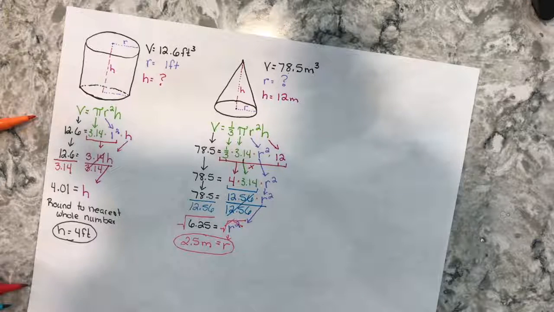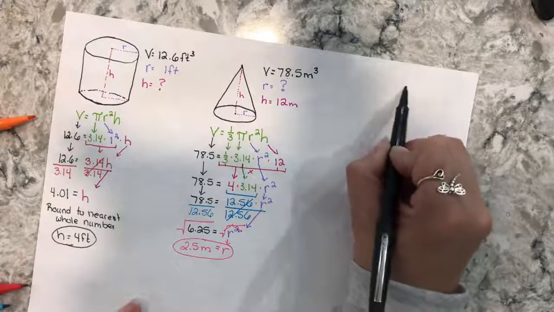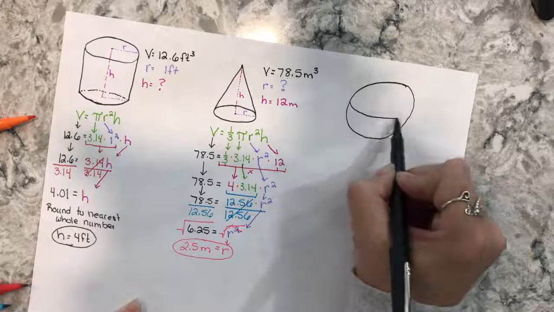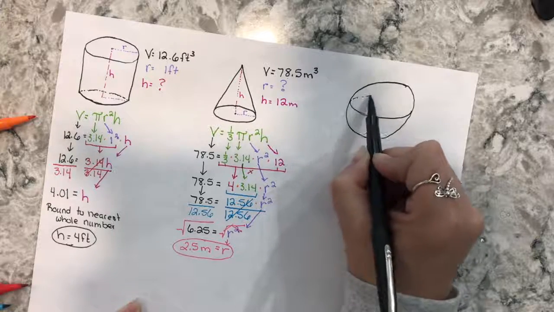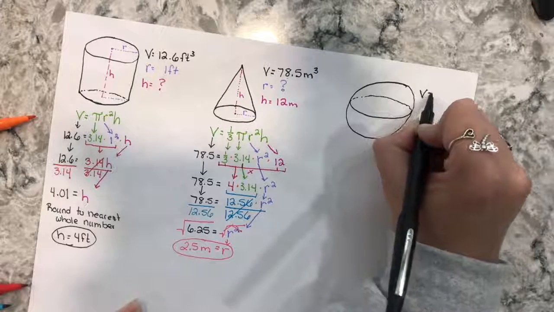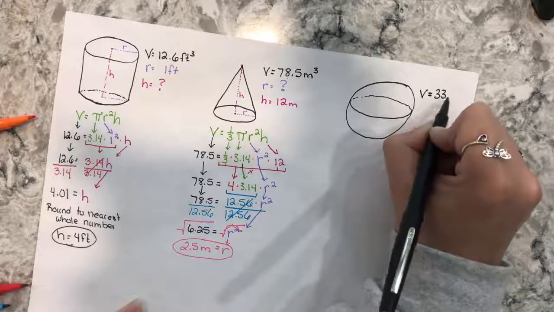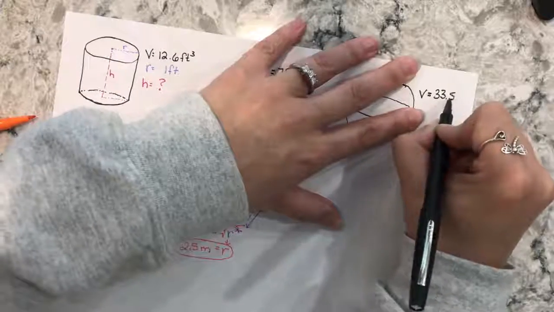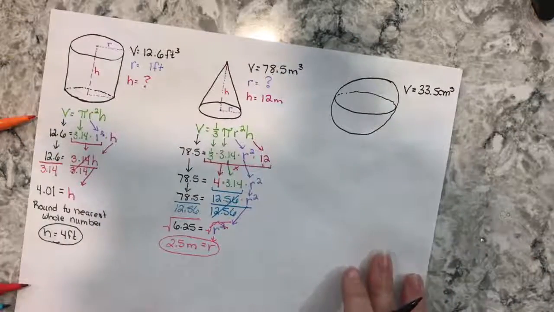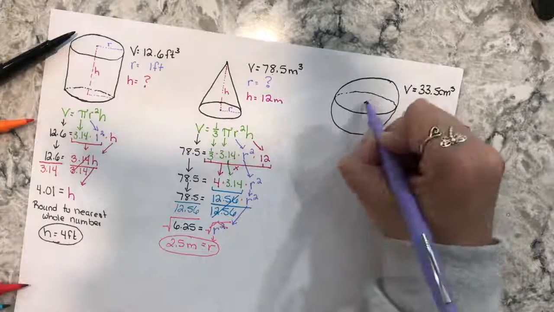Now the last shape that we're working on is a sphere. And remember, a sphere does not have a height because the height is the diameter, which is 2 times the radius. So the volume of this sphere is going to be 33.5. And that is going to be centimeters cubed, or cubic centimeters. We're going to have to find our radius.